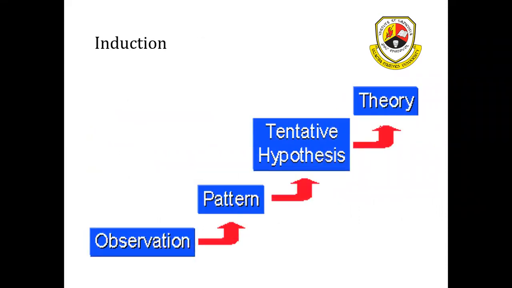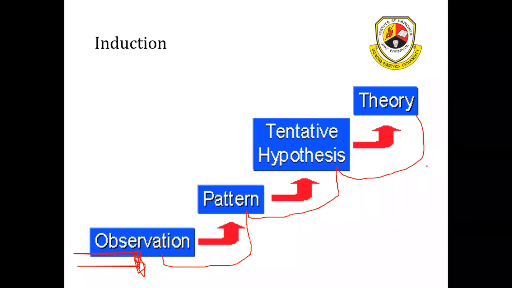Now, the graph for inductive research is the opposite of the deductive. Where in deductive we started with theory, with inductive we start with observation. In the observation, we're seeking to understand something. Once we observe, we develop a pattern, and from that pattern, we propose a hypothesis. And from that proposition, we can come up with theory.